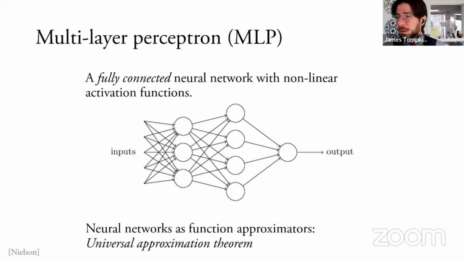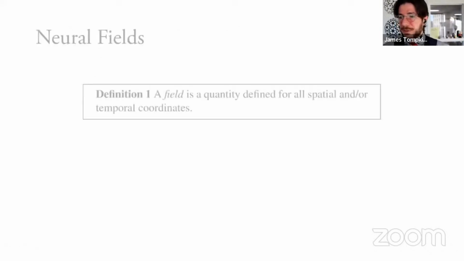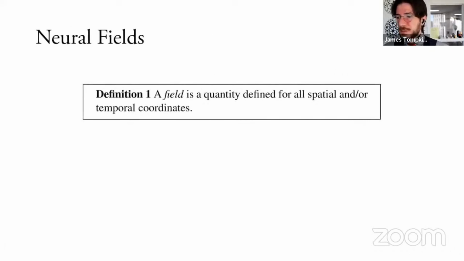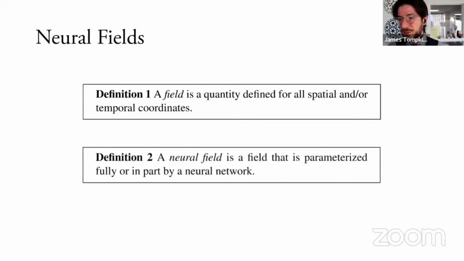Okay, so then let's talk about the field in neural fields. Well, a field is just some quantity defined for some coordinates. So from physics, typically we deal with real world phenomena, and so we might be thinking about spatial and temporal coordinates. But it's just some value that is defined continuously over spatial and temporal coordinates. So then a neural field is just a field parameterized by a neural network. Let's see some examples of this.